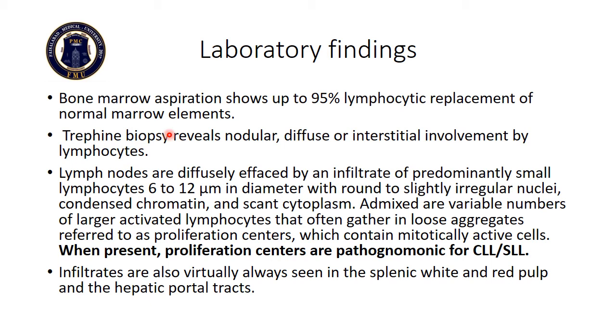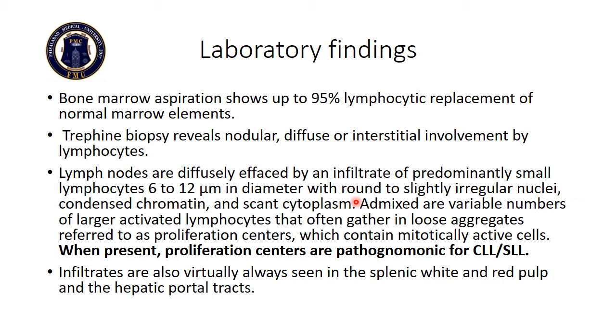Lymph nodes are diffusely effaced by an infiltration of predominantly small lymphocytes of size 6 to 12 micrometers in diameter, which have round to slightly irregular nuclei, condensed chromatin, and scanty cytoplasm. Admixed are variable numbers of large activated lymphocytes that often gather into loose aggregates referred to as proliferation centers, which contain mitotically active cells. When present, these proliferation centers are pathognomonic for CLL/SLL.